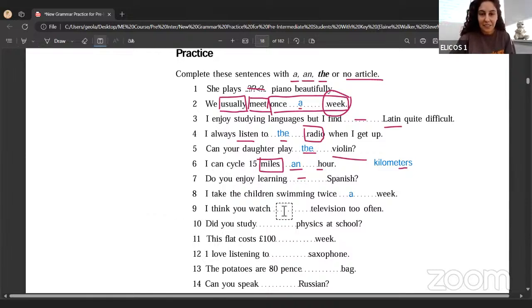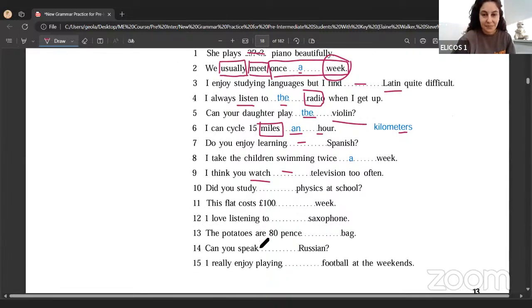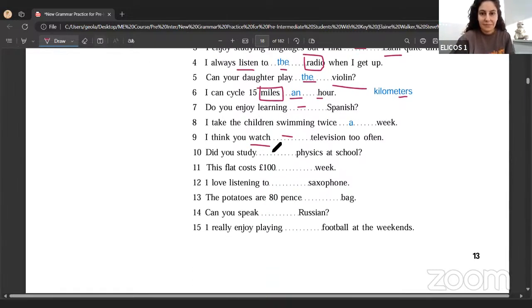9. Yeah, there's no article, especially with watch. We learned that when we watch television, immediately those words go together. I love watching TV. I love watching television. She's watching too much television. So immediately watch television, there's no article before that. 10. Did you study physics at school? Yeah, it's a subject. Did you study physics at school?